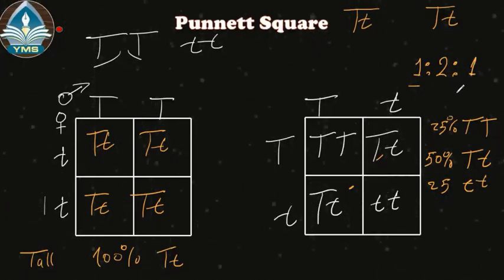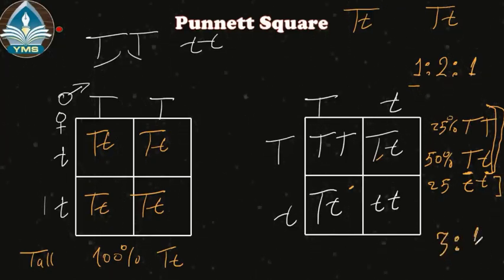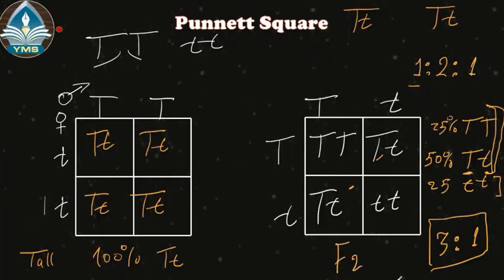Now this is the genotype, but for the phenotype, we know if you have one tall allele and one small allele, because tall is dominant, it's going to express itself over the other. So these together will be tall, and only this one will be short. So the ratio is 3 tall to 1 short. And this is the ratio which we got in the second filial generation, either when the flowers were pink and white, or when the plants were tall and short. This is how we use the Punnett square to find the phenotypes, genotypes, percentages and ratio of everyone in here.